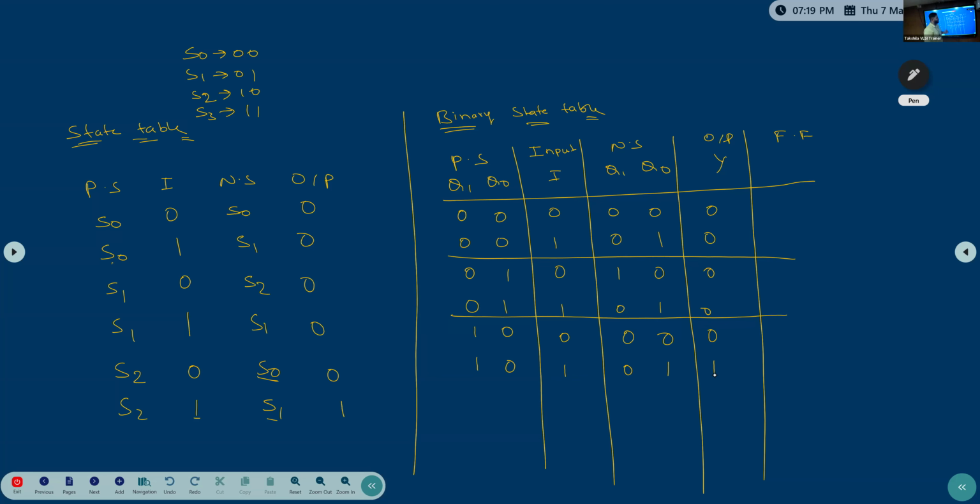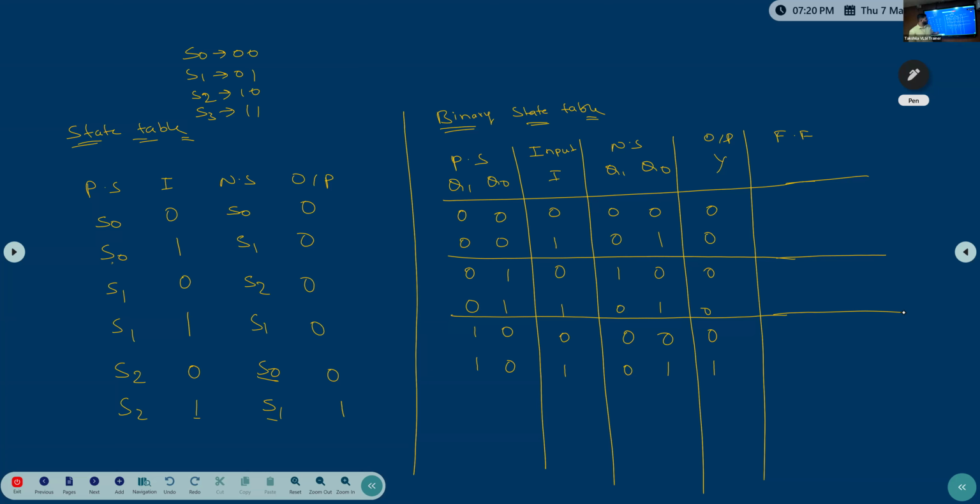So now you need to decide which flip-flop to use to implement this circuit. Any flip-flop you can take. Flip-flop means what? It will store the data. You can implement in JK, you can implement in D. So any flip-flop you can take. But when you are writing in an exam, or if someone asks in an interview, I will suggest you go with the D flip-flop.